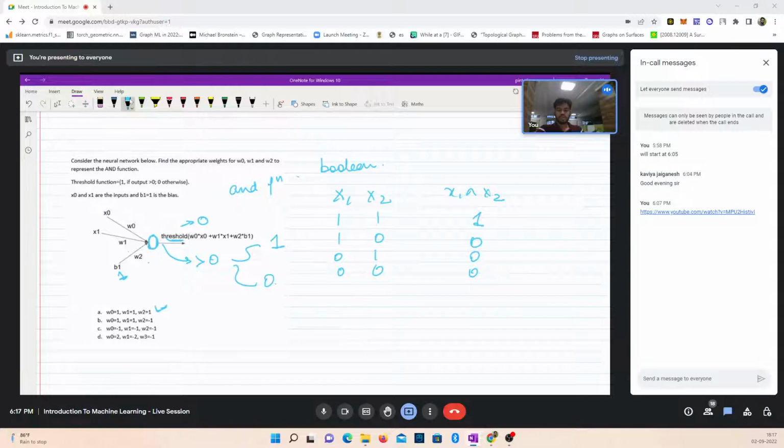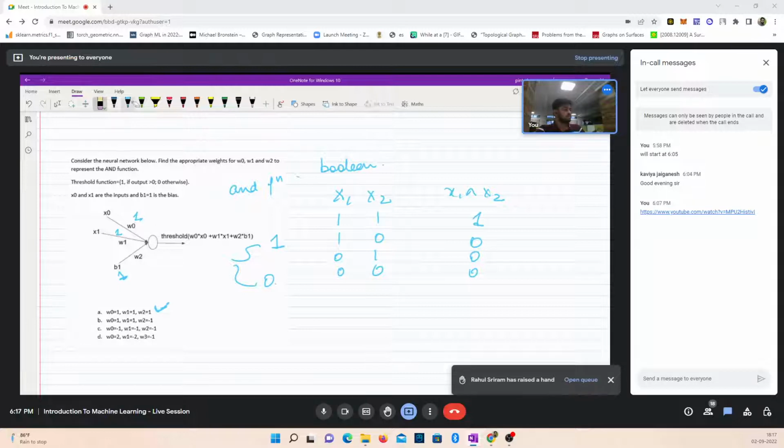If we look at our first option, it says that W1 and every entry is 1. Let's look at this option. I'll remove the unnecessary markings over here so that it is clear. Rahul, you can type it in the chat box if you have anything to ask.